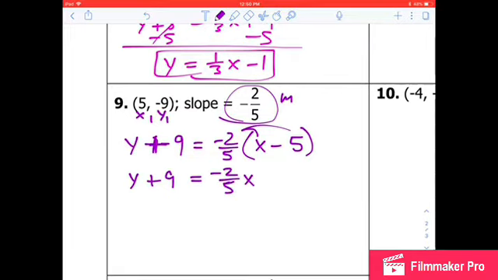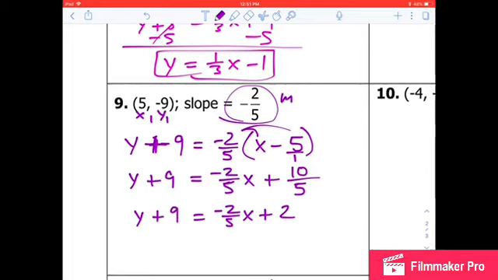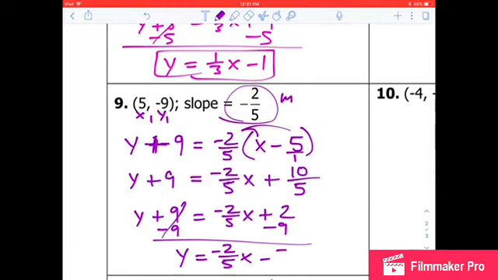And then negative times negative becomes positive. And again, make that over 1. 2 times 5 on top is 10. And then 5 times 1 on bottom is 5. And so that's going to become 2. So negative 2/5x plus 2. And then you still got the y plus 9 on the other side. So our last step, get the y by itself. Y equals negative 2/5x minus 7.